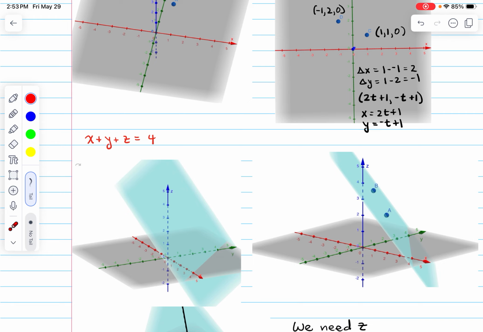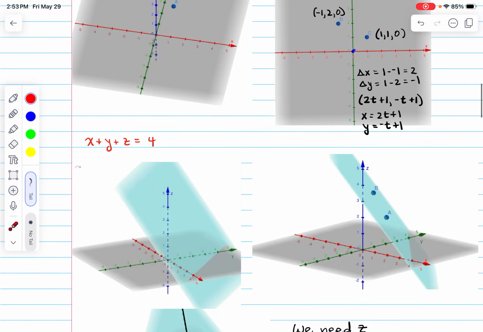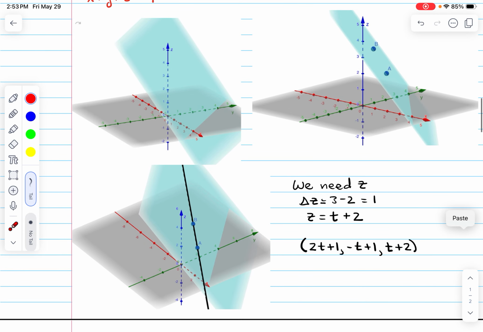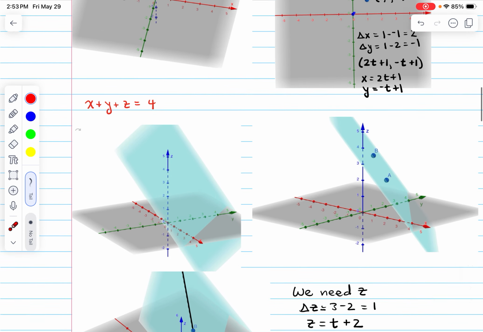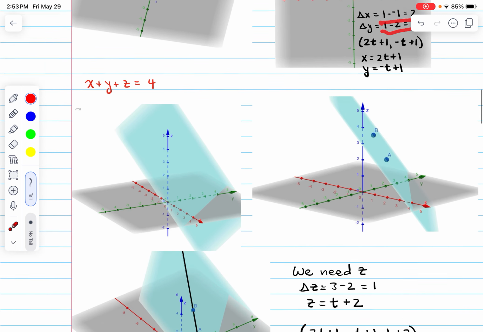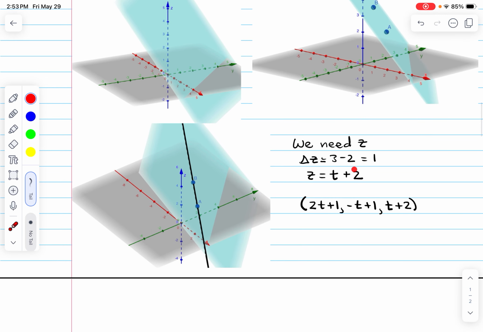Now, so we've got the x coordinate, the y coordinate, and the z coordinate. And here are those points plotted over here. See, I've got A here and B here. And I want to get a line that passes through those points. That's what I want. Okay? So we've already got delta x. We've already got delta y. Now it's time for delta z.